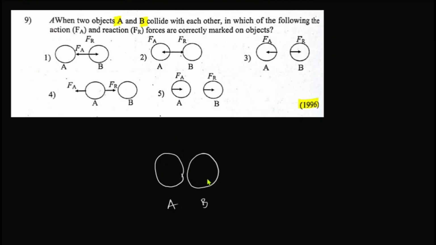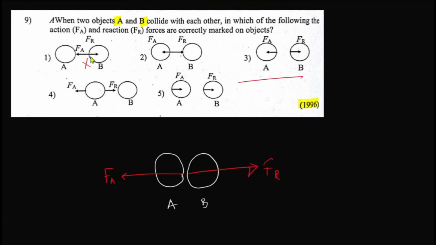Okay, fine. Now let's assume B is colliding with A. Therefore the force by B acting on A is this. Let's assume Fa, the action force. According to Newton's third law, every action has an equal and opposite reaction. Therefore the force acting on B due to A is considered as the reaction force Fr, right? So what is this force? Actually it's the third answer, right?